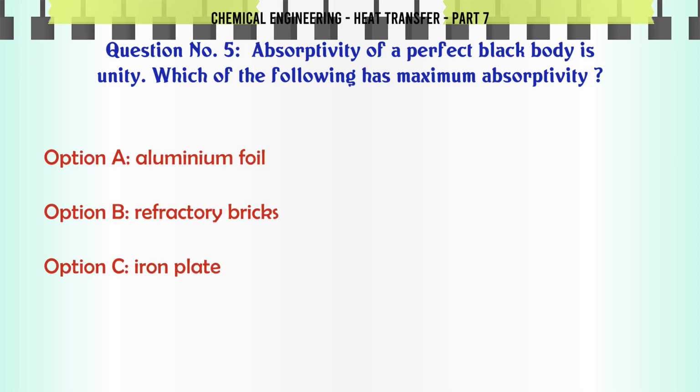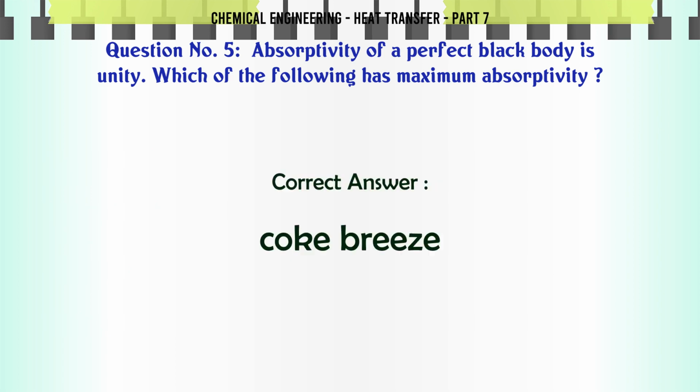Absorptivity of a perfect black body is unity. Which of the following has maximum absorptivity? A. Aluminium foil. B. Refractory bricks. C. Iron plate. D. Coke breeze. The correct answer is coke breeze.